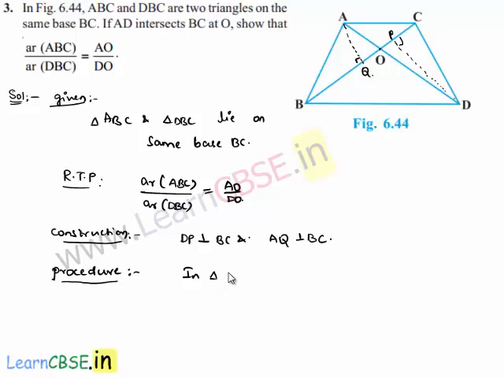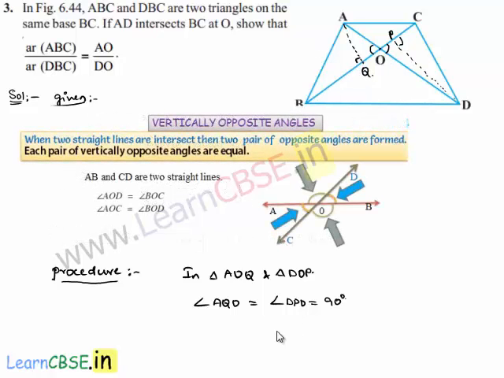In triangle AOQ and triangle DOP, angle AQO is equal to angle DPO is equal to 90 degrees, as AQ is perpendicular to BO and DP is perpendicular to OC. And here angle POD is equal to angle QOA because they are vertically opposite angles, which are equal.